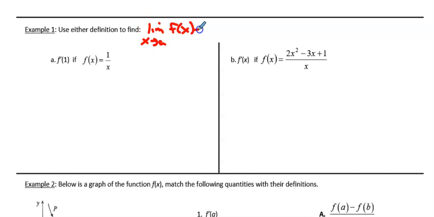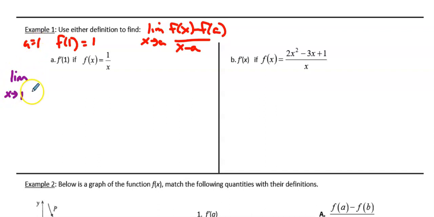And that would be this formula right here. So the limit as x approaches a of f of x minus f of a over x minus a. So a clearly is 1. So f of a, or f of 1, is just going to be 1 over 1, which is 1. So we have everything that we need now to actually solve this problem. So we're going to write the limit as x approaches 1, because that's what a is. A is 1. And then our function is 1 over x minus 1 over a, which is 1, all over x minus 1. And that's basically it for the setup.